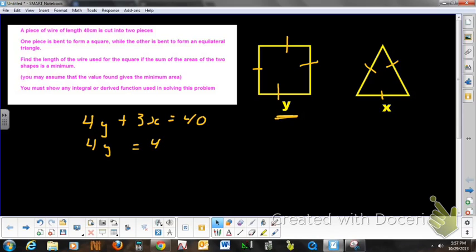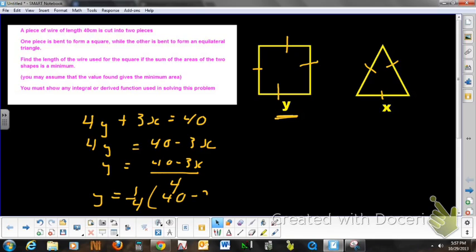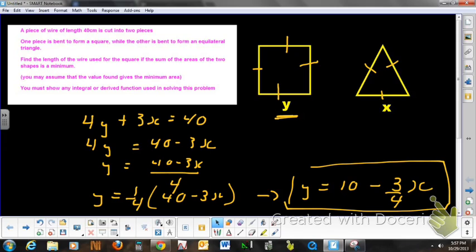4y is equal to 40 minus 3x, and then y is equal to 40 minus 3x over 4. Or another way of writing it is y is equal to 1/4 times 40 minus 3x, and then that can become y is equal to 10 minus 3/4 x. So there's the expression of y in terms of x. Because we're trying to find what y is ultimately, that's the expression that we'll go with.